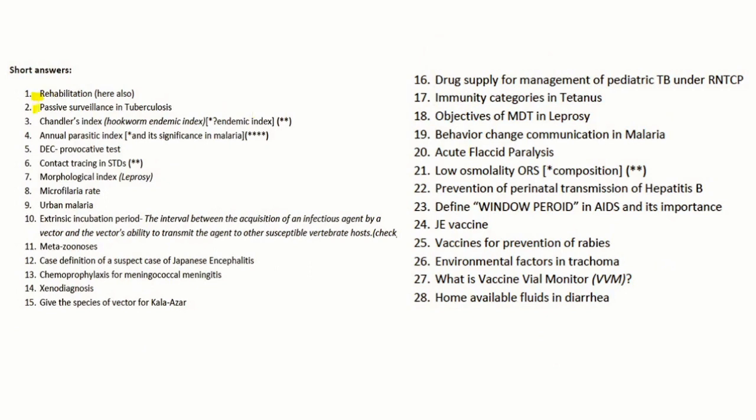Rehabilitation, passive surveillance in tuberculosis, hookworm index, that is hookworm infection, that is number of eggs present in 1 gram of feces, annual parasitic index, provocation, disease contact tracing and all. So individual questions can be focused.